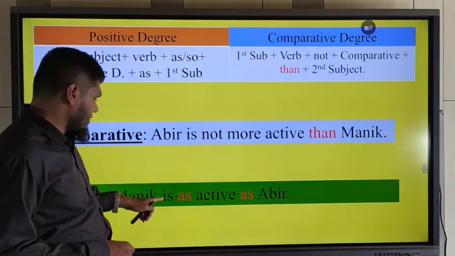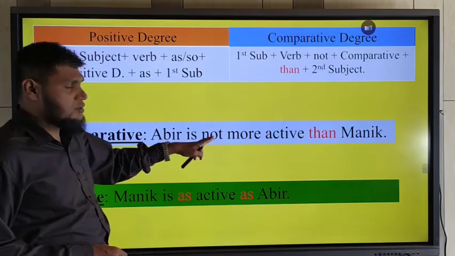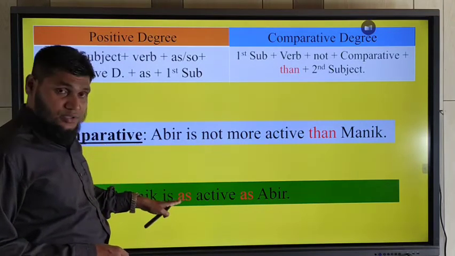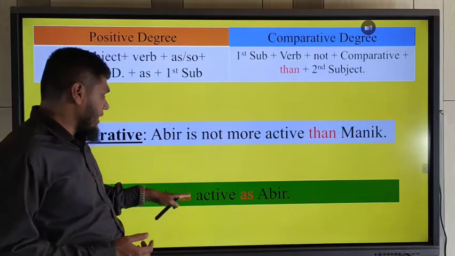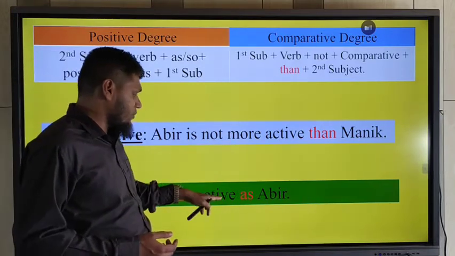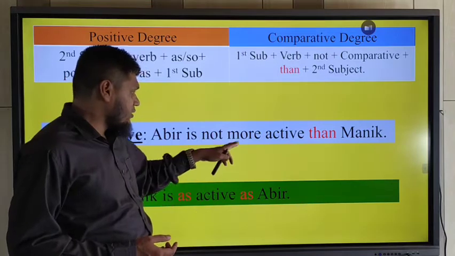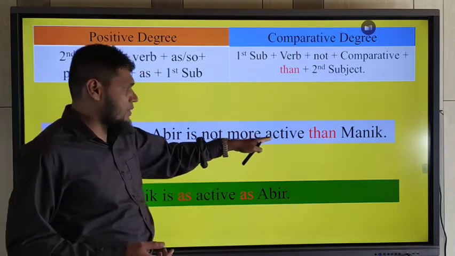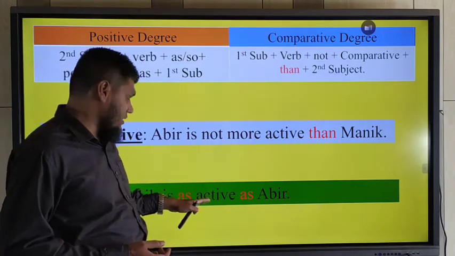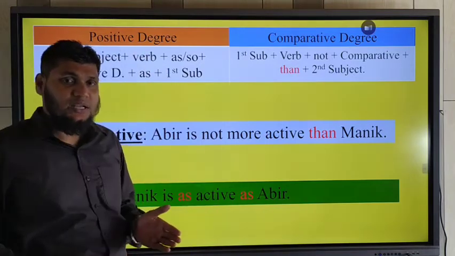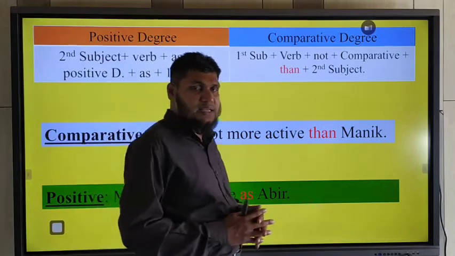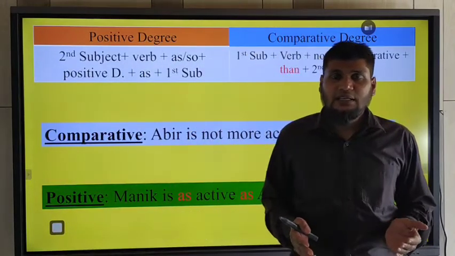So Manik is, you should not use not. So you should not use negative things. Okay. So Manik is as, you should use the positive degree here. What is more active? Comparative degree, and active is positive degree. So Manik is as active as Abhi. Okay. In this way, you will be able to sense the degree of adjective in an easy way.